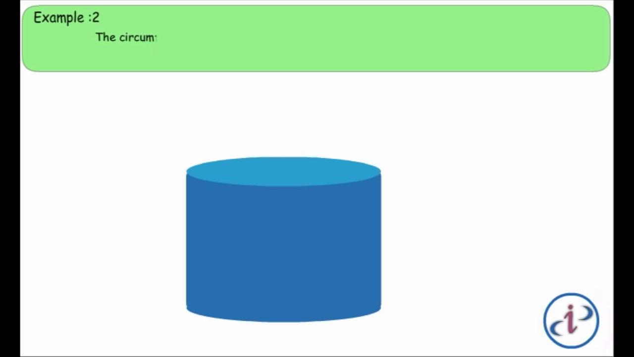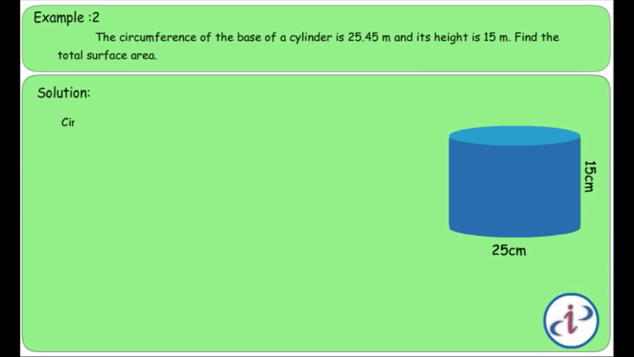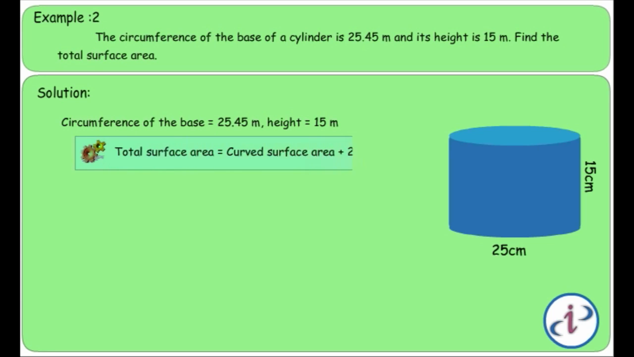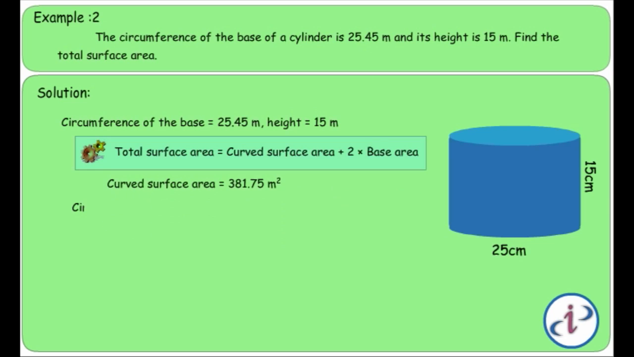Example 2. The circumference of the base of a cylinder is 25.45 meters and its height is 15 meters. Find the total surface area. Solution. Given that circumference of the base is equal to 25.45 meters, height is equal to 15 meters, we need to find the total surface area of the cylinder. We know that curved surface area is equal to circumference of the base times height. Substituting the given values, we get 25.45 times 15, which is equal to 381.75 meters squared.